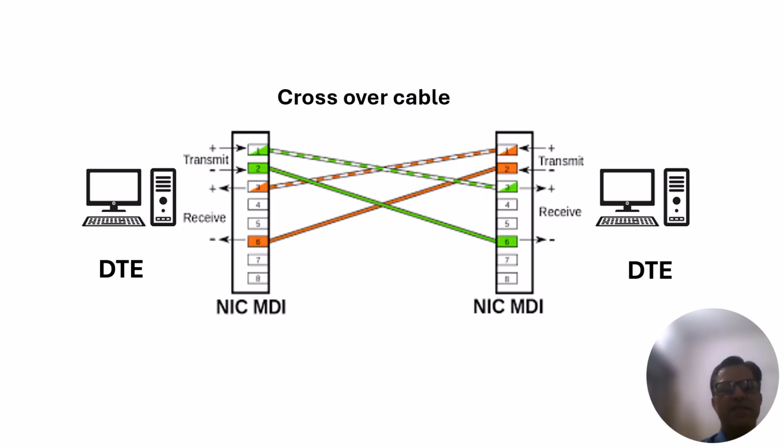Connecting two devices directly means the output transmit pin of one device is connected to the input receive pin of the other. In crossover cables, pins 1 and 2, transmit, of one end are connected to pins 3 and 6, receive, on the other end, and vice versa. This wiring ensures proper signal flow between two similar devices, such as PC to PC or switch to switch.